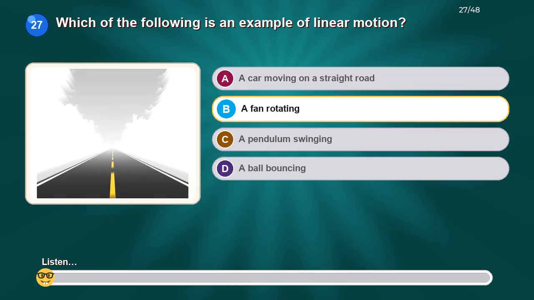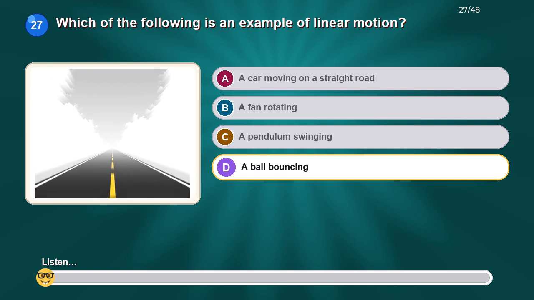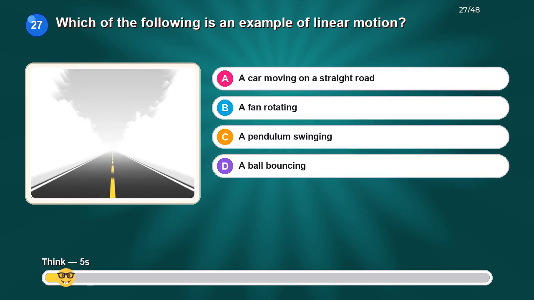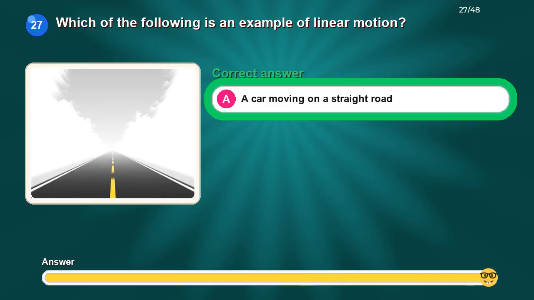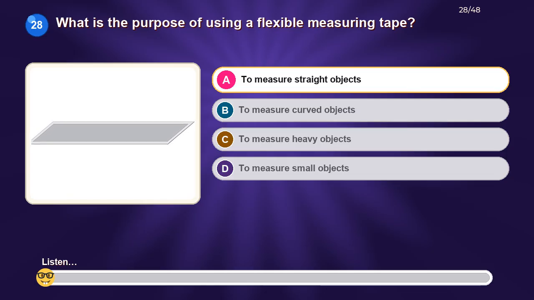Option B. A fan rotating. Option C. A pendulum swinging. Option D. A ball bouncing. The correct answer is a car moving on a straight road. What is the purpose of using a flexible measuring tape? Option A. To measure straight objects.